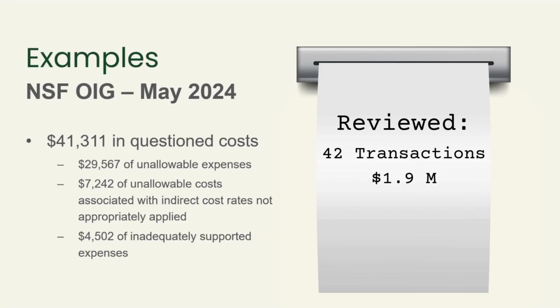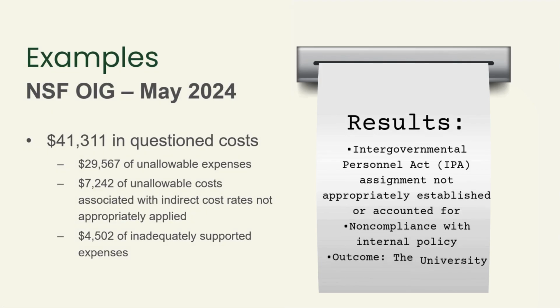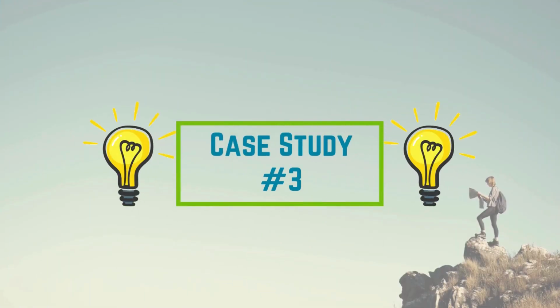What happened with this one is that the IPA wasn't established appropriately. I forgot the details, but I'm pretty sure there was a difference between what they told NSF the salary was and what their salary really was. Then indirect and fringe were charged on top of those incorrect amounts, which is where the unallowable costs associated with indirect came in. A lot of this is kind of like a chain reaction. You have one thing and it adds these other things. The unallowable piece gets all this other stuff going. As you can see, the university agreed to pay $33,000 back. Not the full amount of the questioned costs, but a good chunk of it in this case. So, next one.